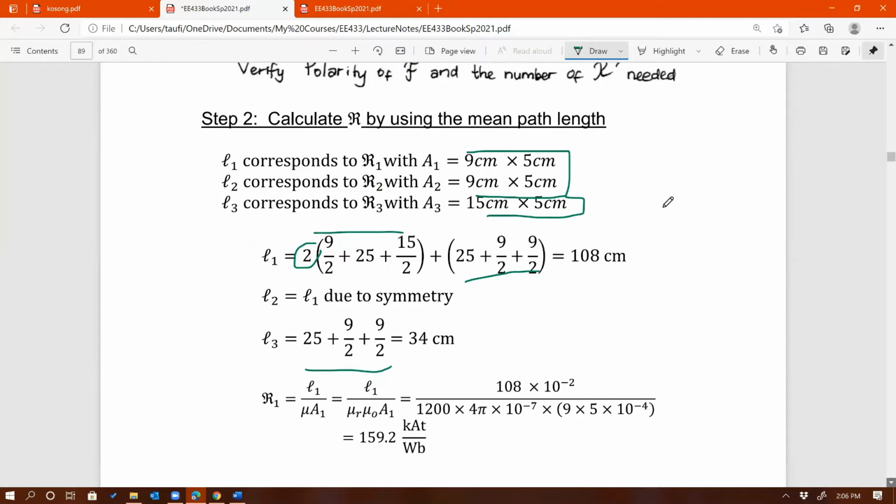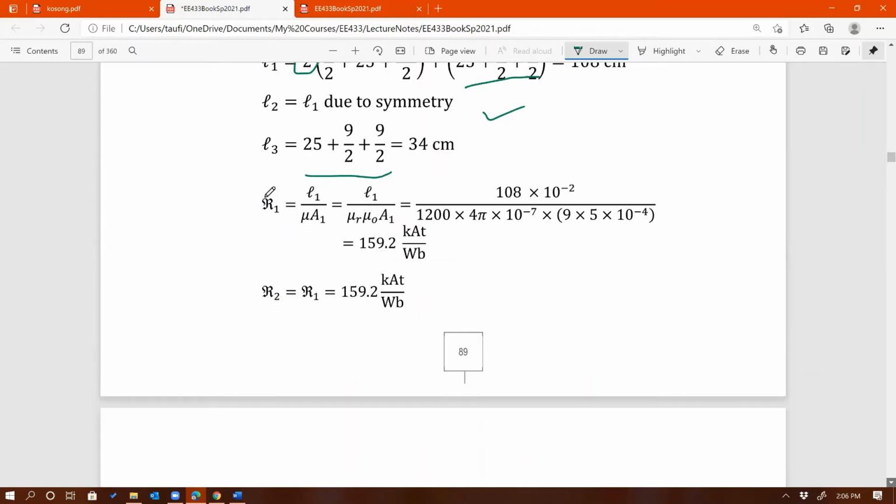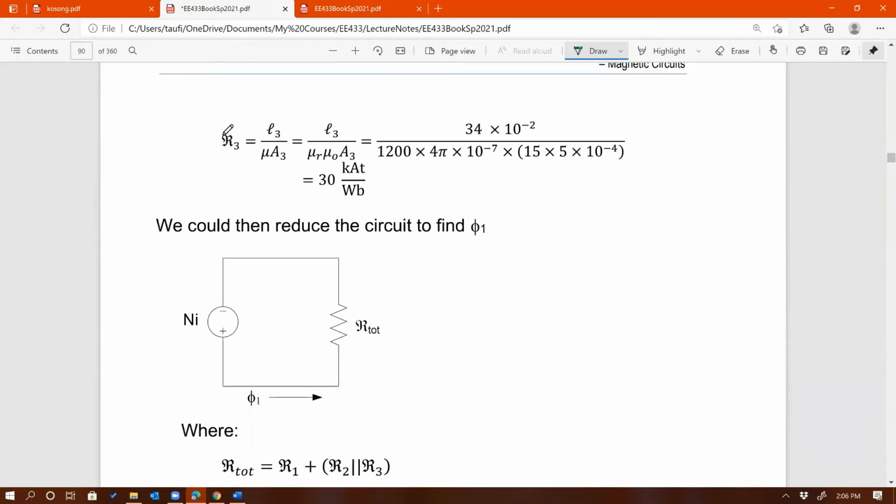Okay, so now I'm done with A's, I'm done with L's. So now I can just get the reluctance, right? Reluctance 1, which is equal to reluctance 2, is L1 over mu A1. That's the equation, the value for reluctance number 1. Again, that's the same as reluctance number 2. And reluctance number 3, that's the center core, same thing, L over mu A. And we already calculated L3 and A3, right?